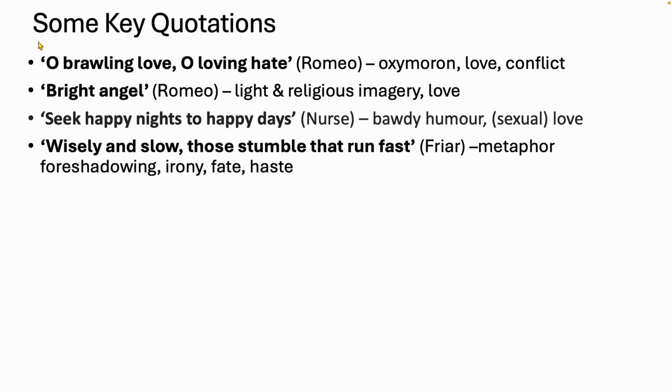Now, also, this quotation from the friar, "wisely and slow, those stumble that run fast," is a quotation that covers many different literary techniques and also covers many of the key themes within the play. It is, of course, a metaphor. This is from when we are first introduced to him, and he talks with Romeo. Romeo asks him to marry Juliet, and he warns him that he needs to be wise and slow, and warns him about acting with haste. So this is a metaphor in general.